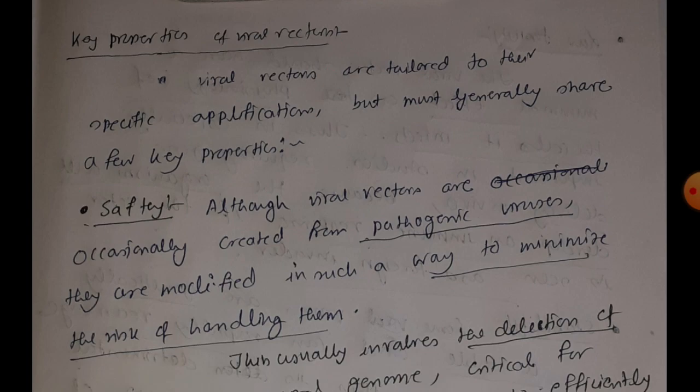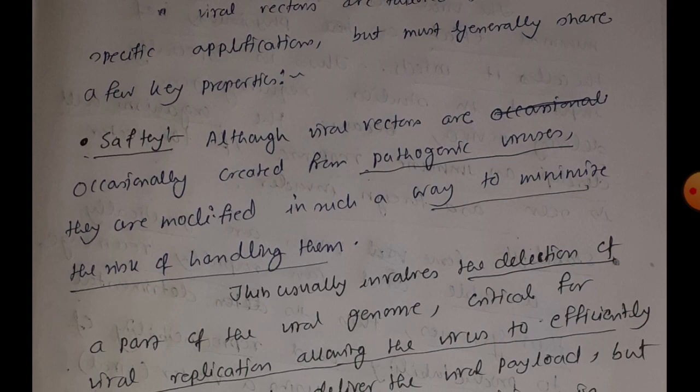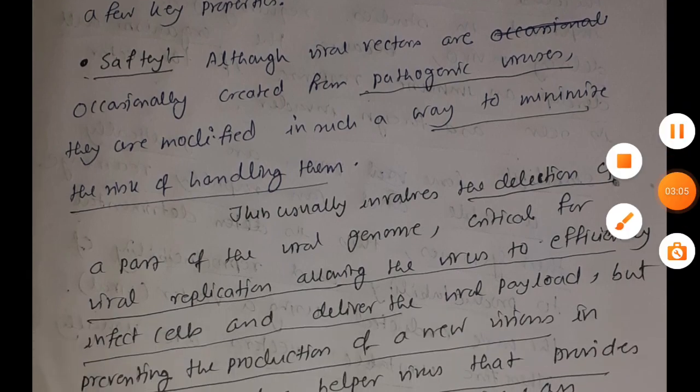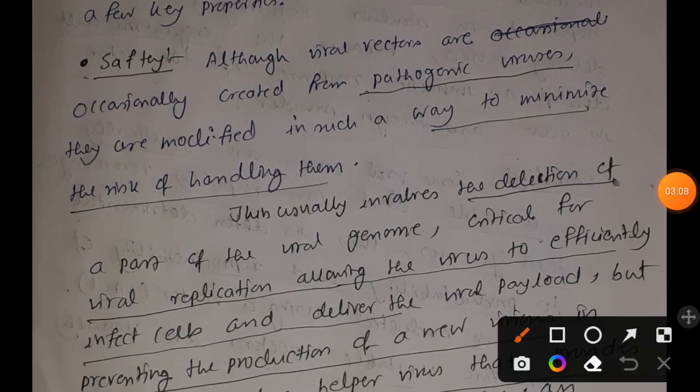In the second lecture video we are going to discuss the key properties of the viral vector. Although each viral vector is used for different purposes, and as we discussed in our previous video viral vectors are highly specific, each viral vector should have some common properties to be a good viral vector. So the first property that we are going to discuss is safety.